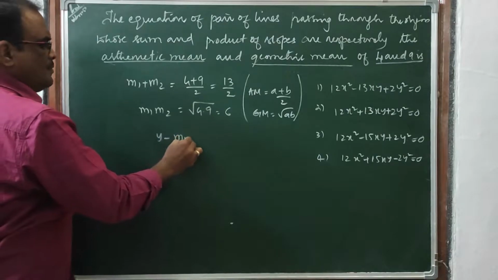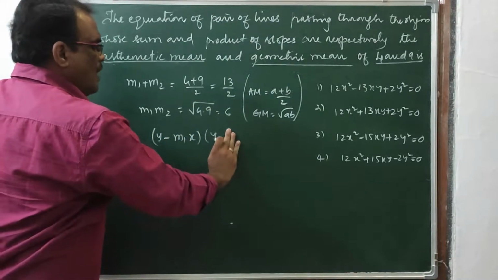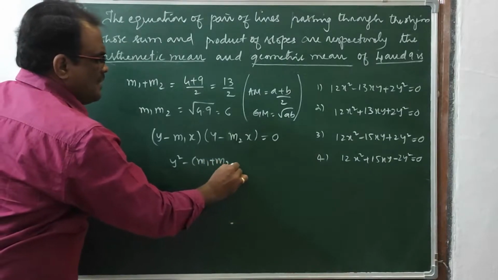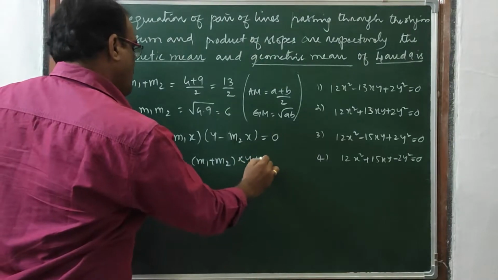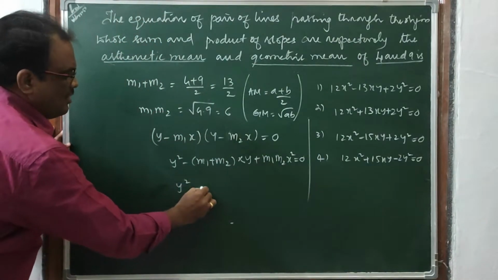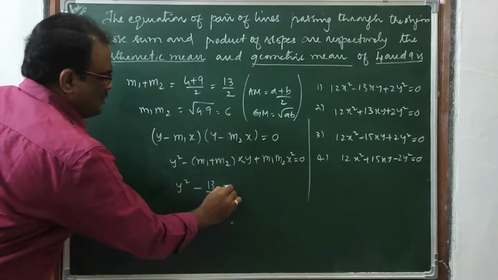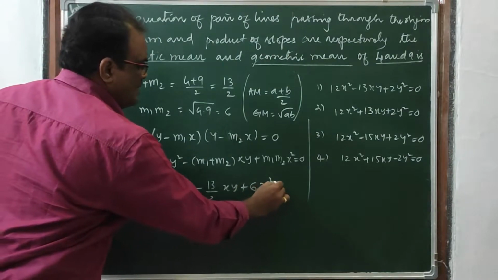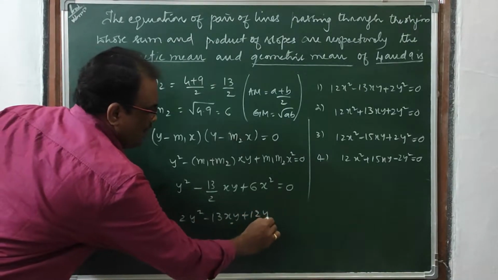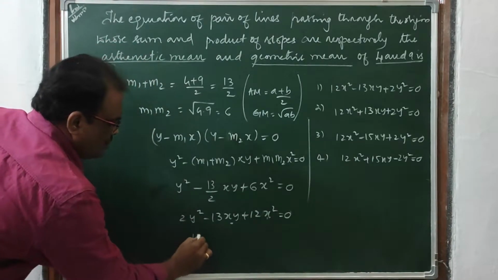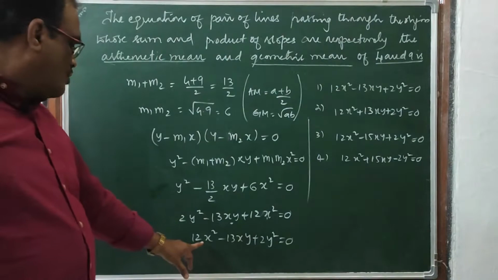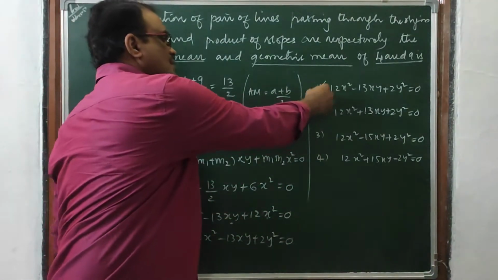The equation is (y - m1x)(y - m2x) = 0. Multiplying, y² - (m1 + m2)xy + m1m2x² = 0. Substituting, y² - (13/2)xy + 6x² = 0. Taking the LCM, 2y² - 13xy + 12x² = 0. Rewriting, 12x² - 13xy + 2y² = 0, which is the first choice.